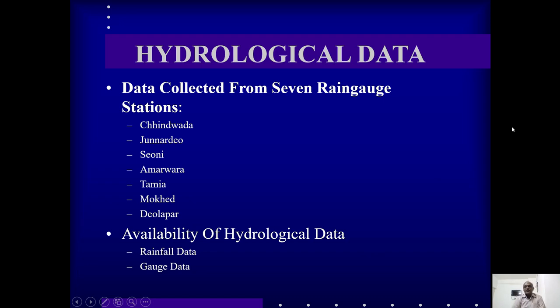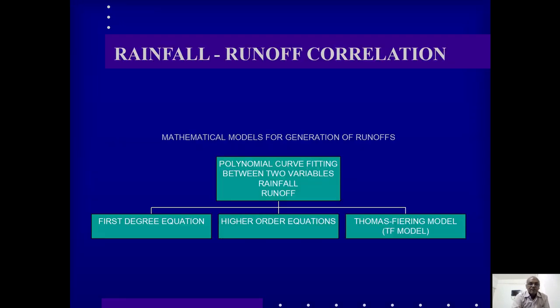So in this case we have used the hydrological data. The data is collected from the 7 rain gauge stations: Chindwada, Sunardev, Shivni, Amarwada, Tamir, Mukhed, Developar. The available hydrological data is composed of rainfall data and the gauge data. The rainfall and runoff correlation.